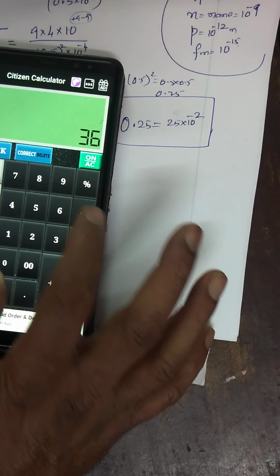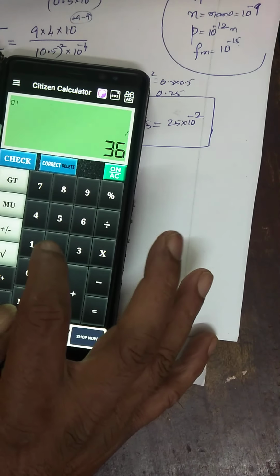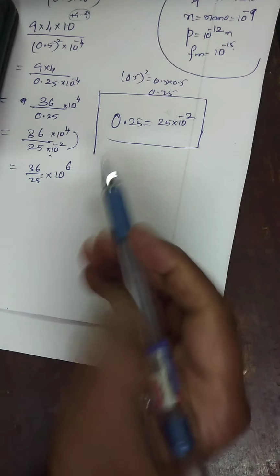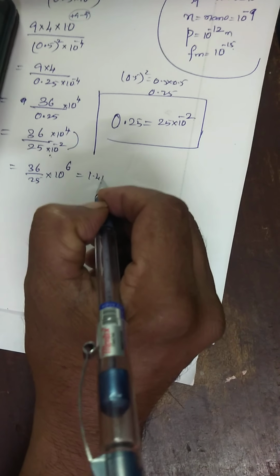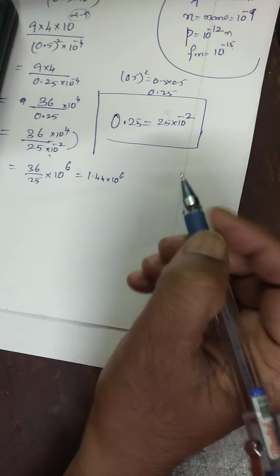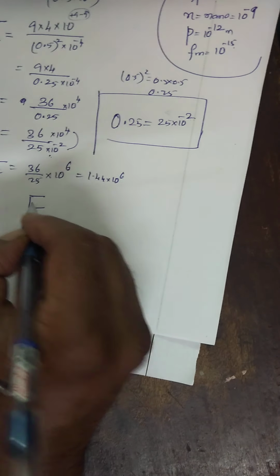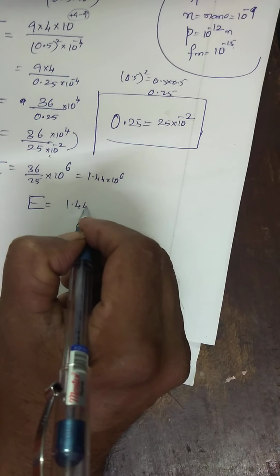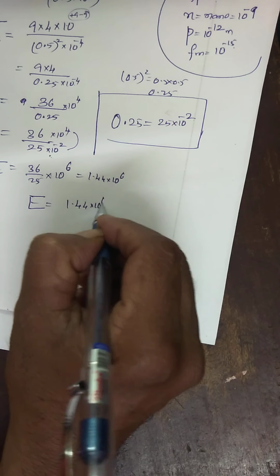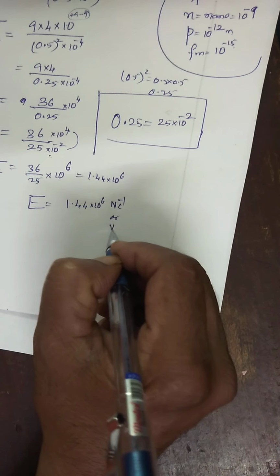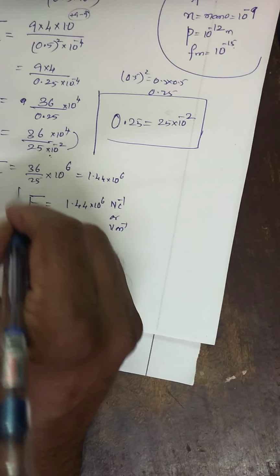36 divided by 25, how much do you get? 1.44. So 1.44 into 10 to the power of 6. Understood? Therefore, the electric field is 1.44 into 10 to the power of 6. What is the electric field unit? Newton per coulomb or volt per meter.